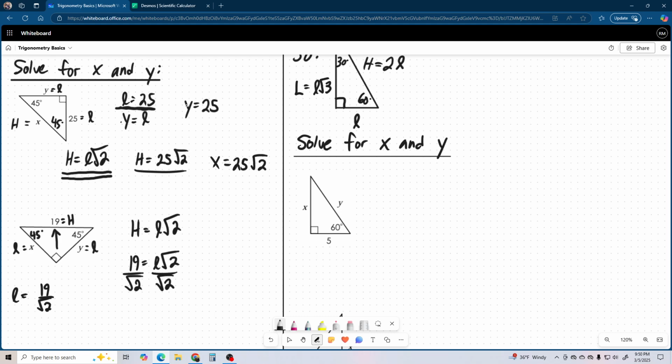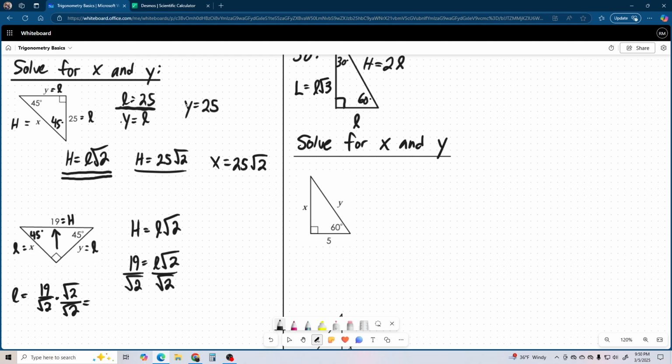Now, this violates a very important rule. You're not allowed to have a radical in the denominator. So if you have a radical in the denominator and it's just a monomial here, which means it has a single term, right? We can multiply the top and bottom by the square root of 2. This is a process known as rationalizing.